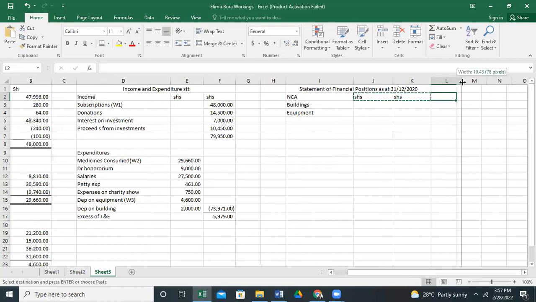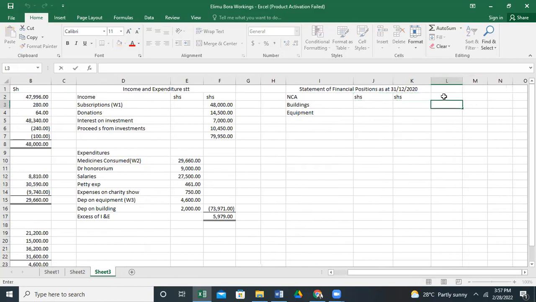Just call this the NBV, net book value. So the second one will be for accumulated depreciation. The first one is the on cost. So our on cost for building was 40,000. Accumulated depreciation was 2,000. So the net book value is 38.